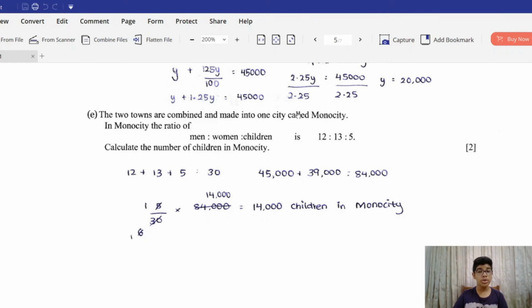Now we're going to add all these ratios. We're going to take 12 plus 13 plus 5, which is 30. Now we're just going to take the number of children's value. So 5 over 30 multiplied by 84,000 is 14,000, and that's the number of children in Monocity.